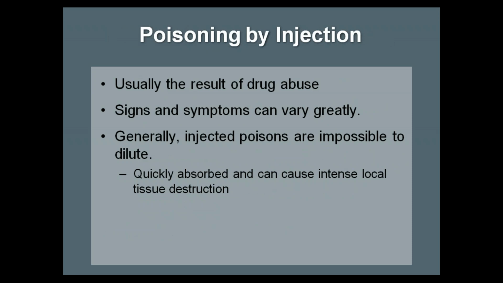So, poisoning by injection. This is usually just a drug abuse situation. Signs and symptoms can vary greatly depending on the type of drug that's being injected. And generally, injected poisons are impossible to dilute. Quickly absorbed because it goes right into the bloodstream. It makes sense. In these patients, like I said the other day, the solution to pollution is dilution. So this would be a situation where maybe some high flow or high volume fluids would be appropriate to try and dissolve, disperse, or thin out some of that toxin.